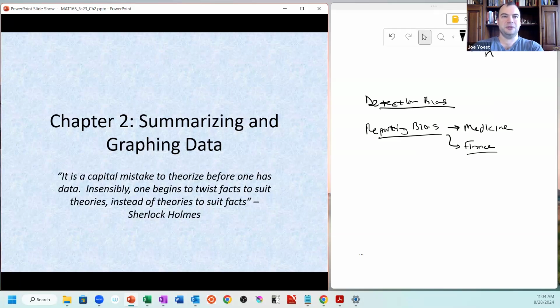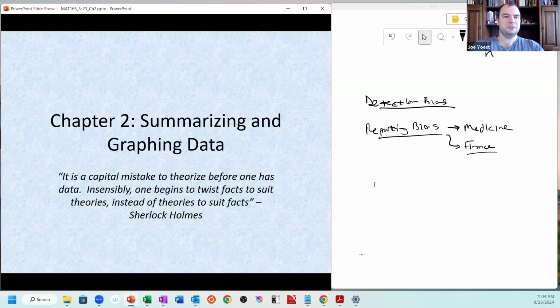If we're trying to come up with a new pharmaceutical drug, are we just going to try a bunch of different random combinations of chemicals and put them in people and see if they cure the disease? Well, no, that would be kind of silly, right? We need to theorize before we have data. Now, when we do that, we risk confirmation bias, which is what he's addressing here. But sometimes we need to do that, right? What's the context here, though?